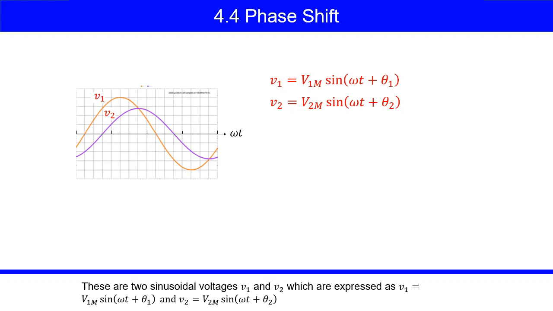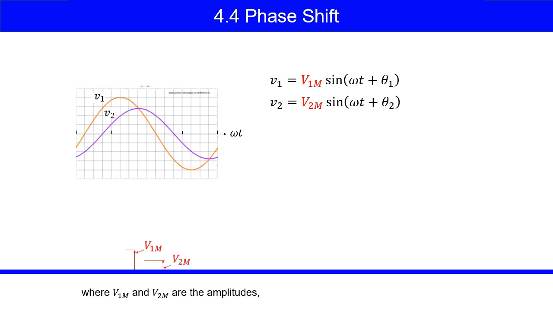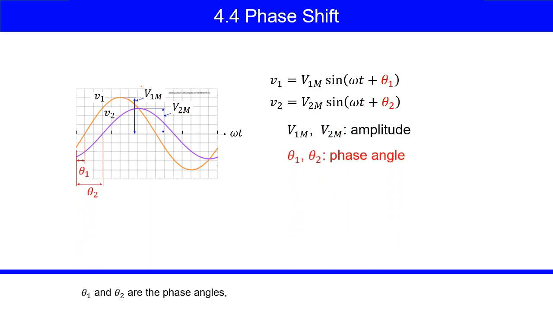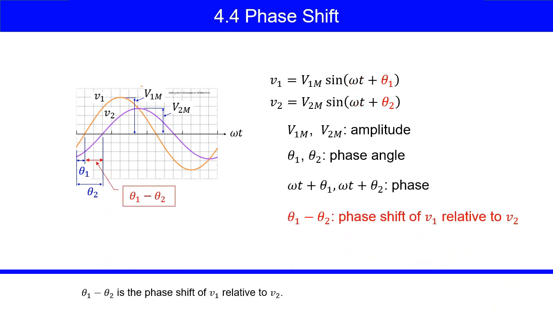These are two sinusoidal voltages V1 and V2, which are expressed as V1 equals V1m sine omega t plus theta 1, and V2 equals V2m sine omega t plus theta 2. Where V1m and V2m are the amplitudes. Theta 1 and theta 2 are the phase angles. Omega t plus theta 1, and omega t plus theta 2 are the phases. And theta 1 minus theta 2 is the phase shift of V1 relative to V2.